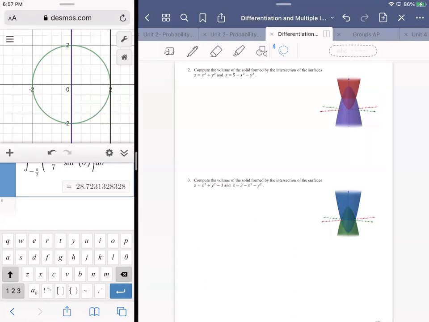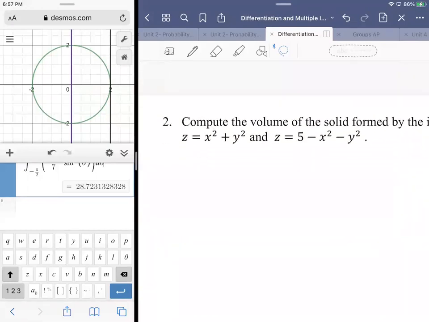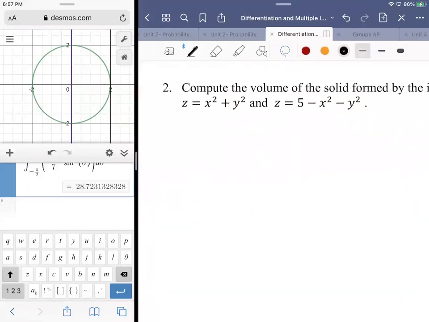So first things first, let's get our z's into polar form. So z would be equal to r squared. Now this one you'd rewrite as 5 minus x squared plus y squared, which in turn becomes z equals 5 minus r squared. All right, now we're looking at two paraboloids here. They're parabolas that extend into the third dimension. So that part is all right. One of them faces up, the other faces down.